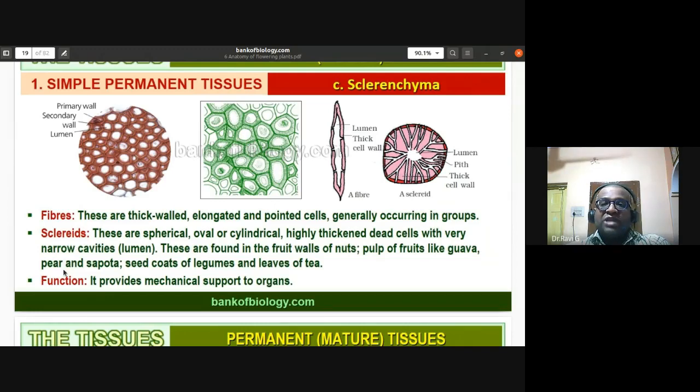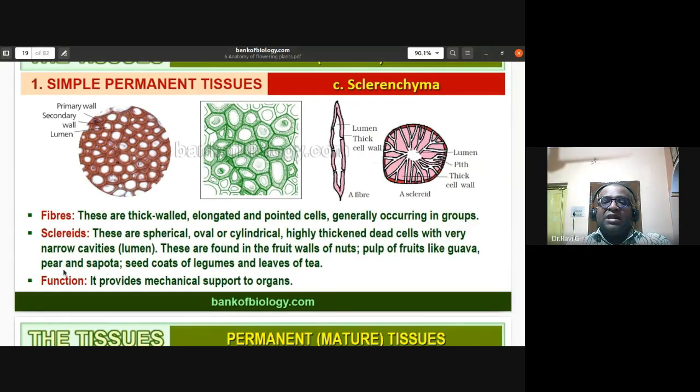What is the function of sclerenchyma? They provide mechanical support to the organs. Sclerenchyma is a dead mechanical tissue. Also remember that the sclerenchyma fibers are associated with phloem and xylem, so they also assist in the conduction of water as well as food. If they are associated with xylem, we call them xylem fibers. If they are associated with phloem, we call them phloem fibers. This is what you notice in the case of sclerenchyma.